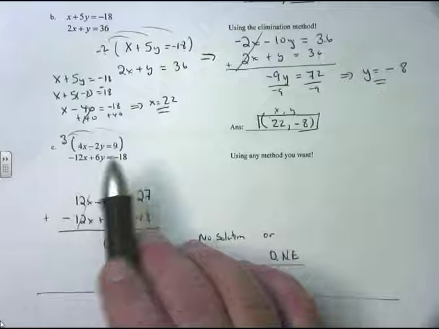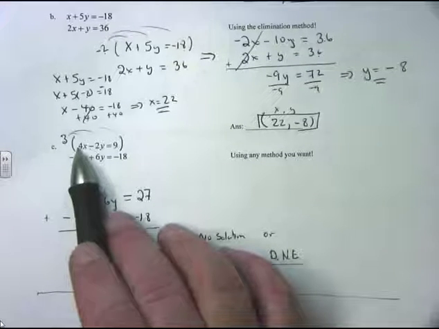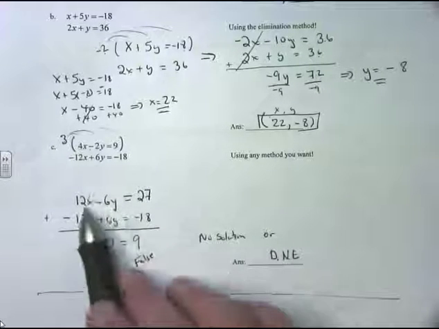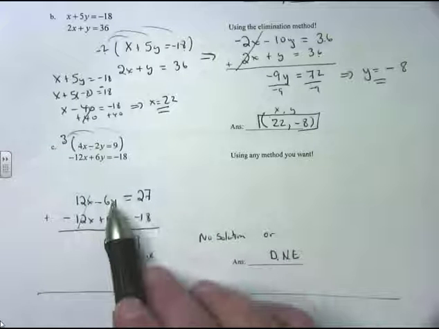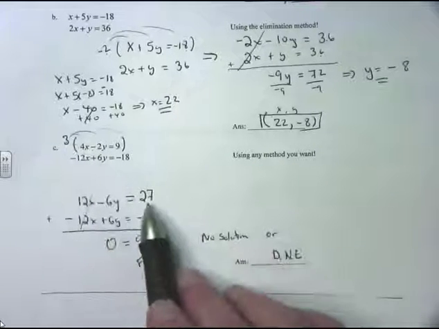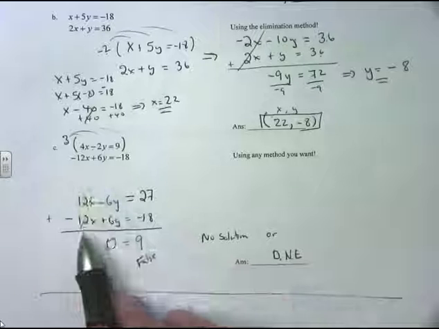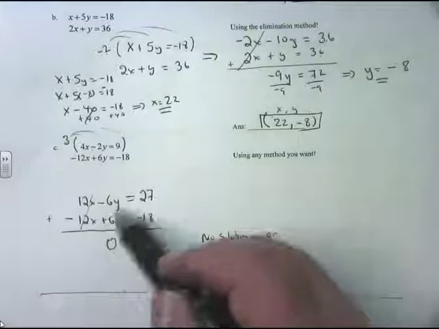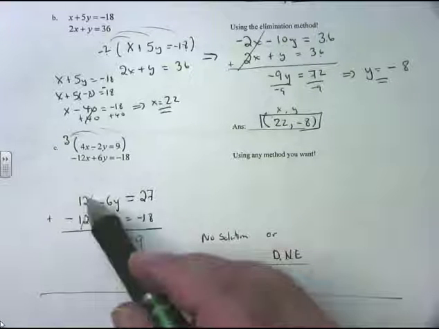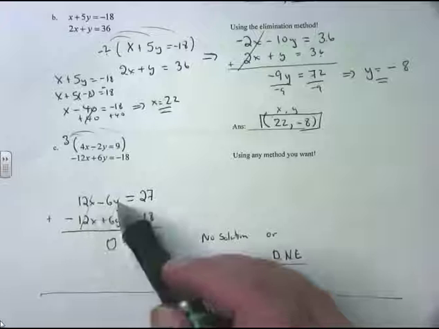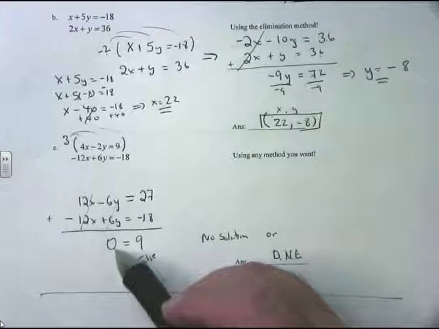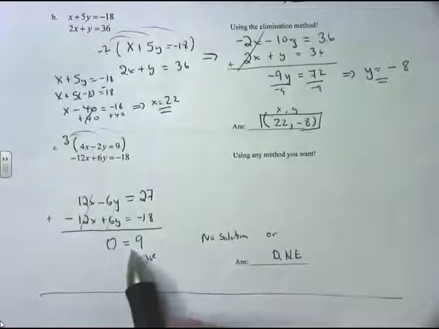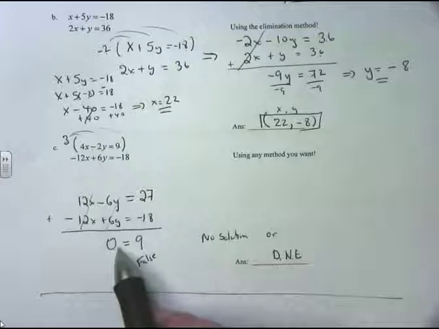I'm using the elimination method, so I'm going to multiply to eliminate the x's. I multiply the top equation by 3, and I get 3 times 4x, which is 12x, 3 times minus 2y, which is minus 6y, equals 9 times 3, which is 27. The bottom equation is negative 12x plus 6y equals negative 18, and when I add them together, all my variables end up canceling. So 12x minus 12x is 0, negative 6y plus 6y is 0, but 27 minus 18 is 9. And what's left over is false. I got 0 equals 9.